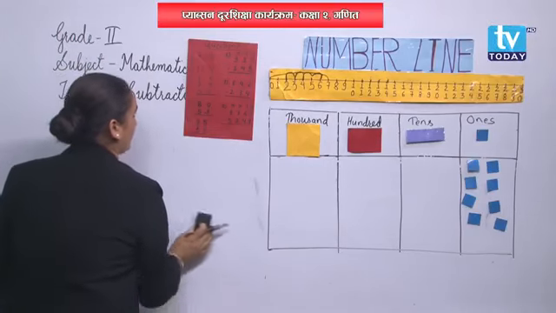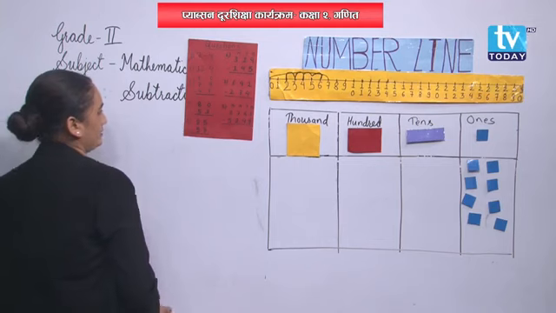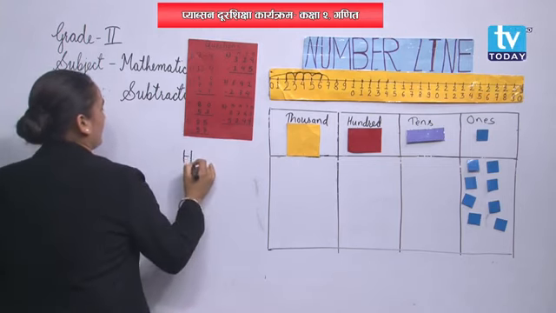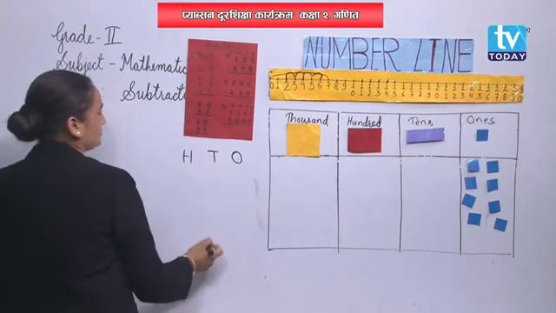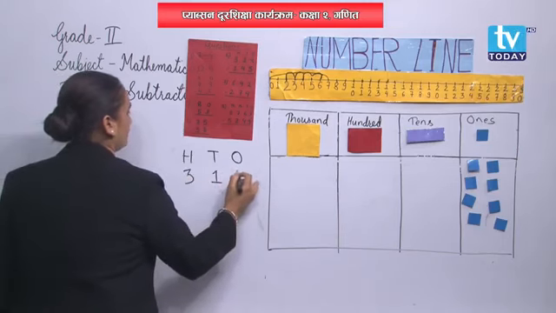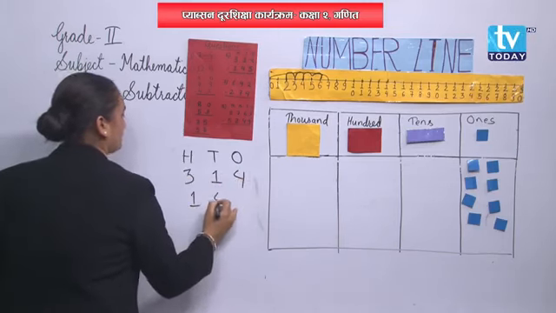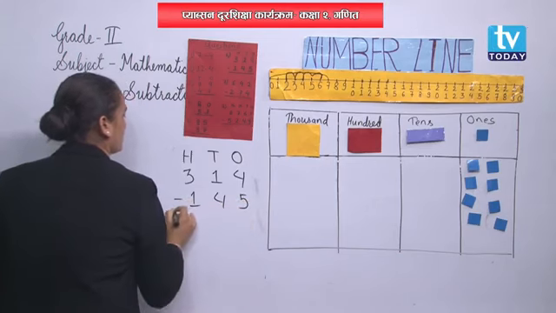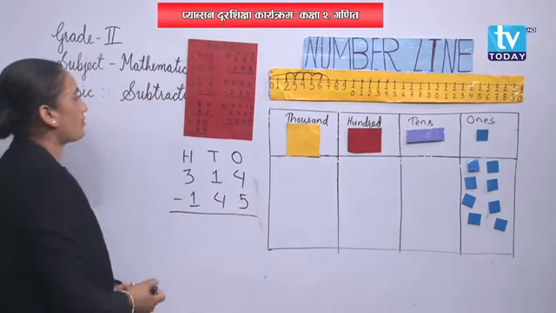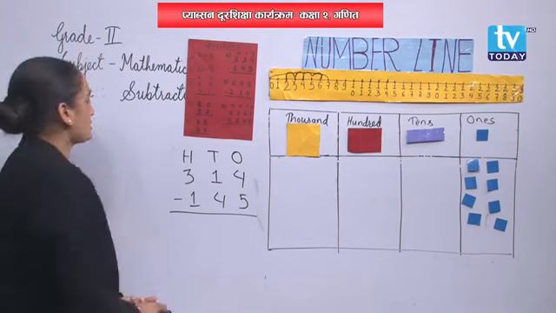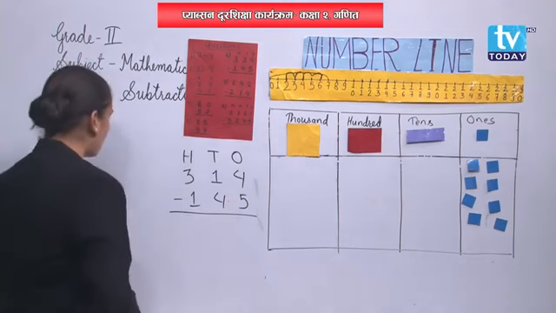Let's do 314 minus 145. Over here, 100,000 ones: 3, 1, 4 minus 1, 4, 5. Let's subtract it using the number line. Okay, so here, because of 4.